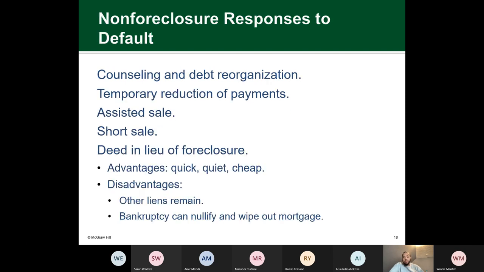Right. So the way to fix a default is counseling, reorganization of the debt, reduction of payments. You can sell the property in an assisted sale or a short sale. Right. So a deed in lieu of a foreclosure, right?